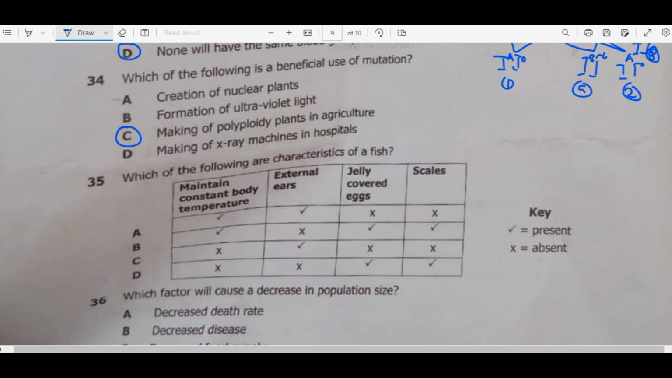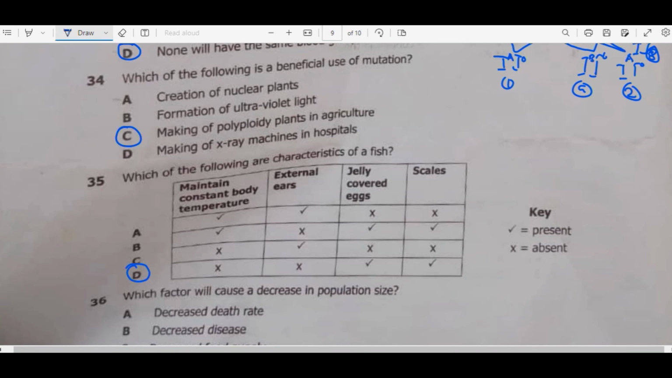Which of the following are characteristics of a fish? Number 1, maintaining constant body temperature. External eyes, jelly-covered eggs, yes. And then scales, yes. When you look at here, it is saying no. And then plants, external eyes, no. So the answer here is D.